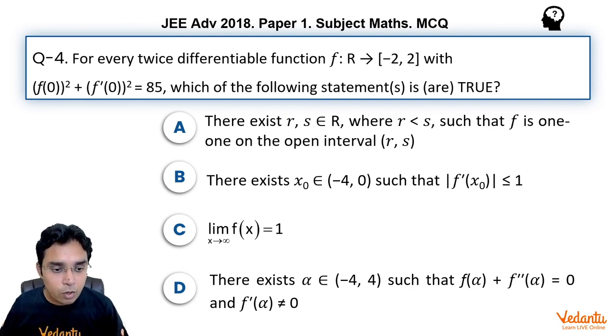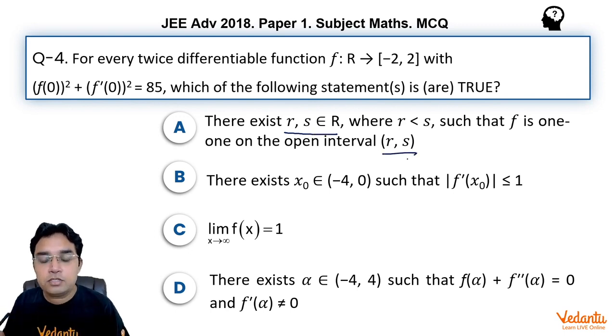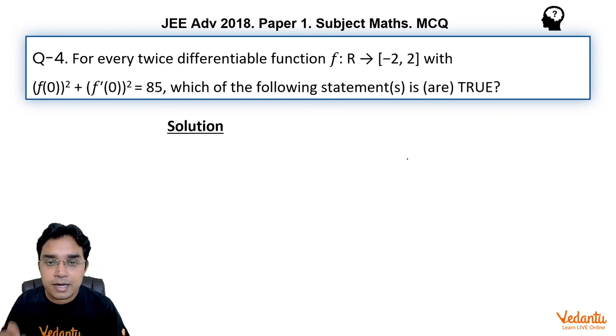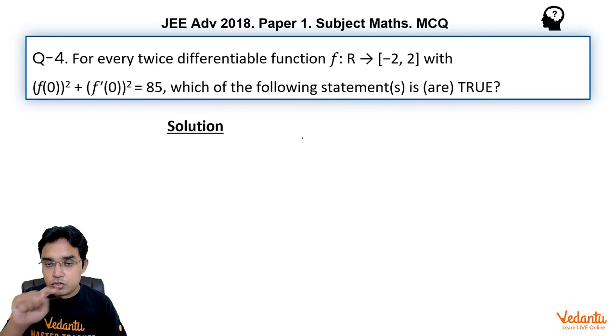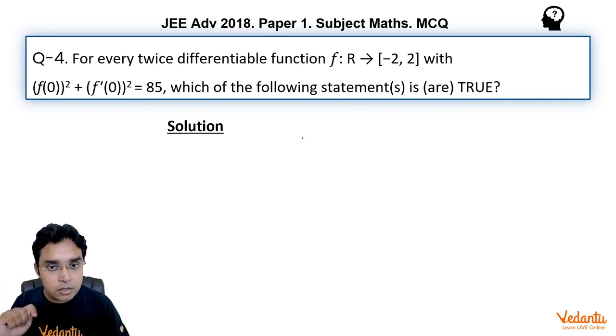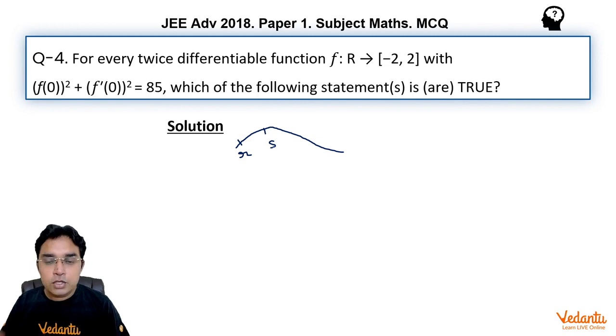Now let us start with option A. It says there exist r, s such that in the open interval (r, s) f is one-one. I think this is a direct observation for any function which is not constant throughout, because if it is not constant it will be increasing sometimes and decreasing sometimes. So I can choose r, s in its domain so that it will be only increasing or only decreasing in that open interval. So this function will be one-one in that interval.